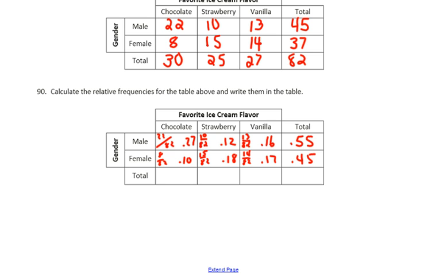The total number of students who chose chocolate was 30 out of 82, which is 0.37 approximately. And I keep going across, and I could add the male and female. That's 0.30 and 0.33 and 1.0, because that's the total, which is 100%. So you're calculating relative frequency by finding the ratio or the proportion of how many chose that to the total.